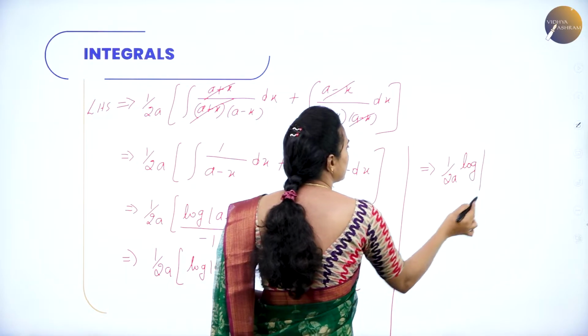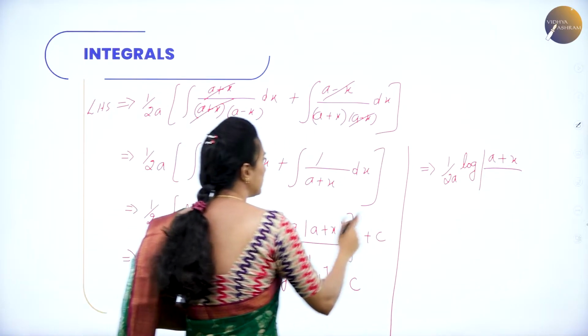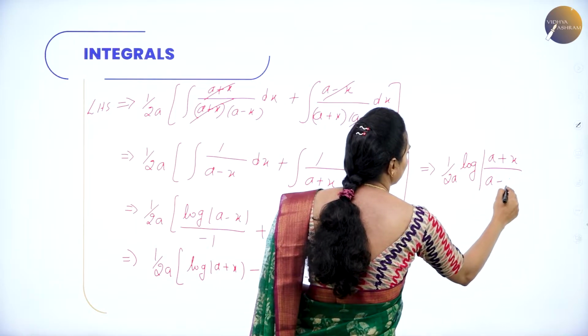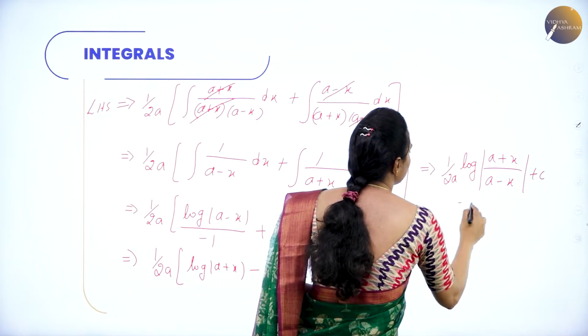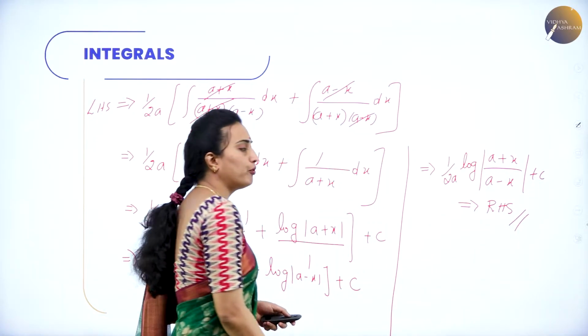You can write it as modulus of a plus x as the first term divided by, because it is positive, and negative a minus x, plus c. And this is your proof of the RHS. I hope you understood this proof also.